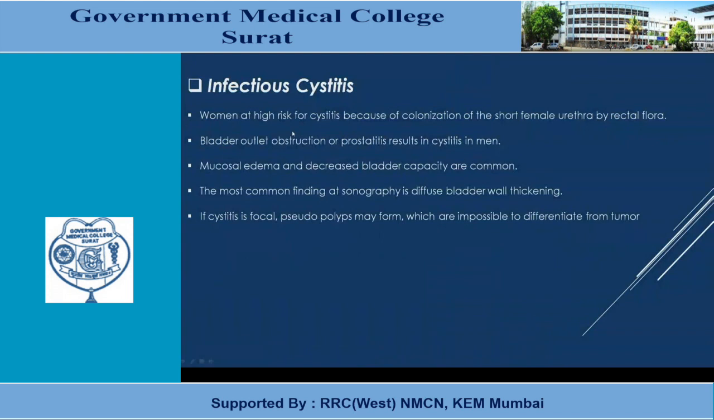Infectious cystitis. Women are at high risk of developing cystitis because of having a short urethra, and colonization of the rectal flora is easily done. Bladder outlet obstruction and prostatitis result in cystitis in males. On ultrasonography, we can see mucosal edema and decreased bladder capacity. The most common finding on sonography is diffuse bladder wall thickening.